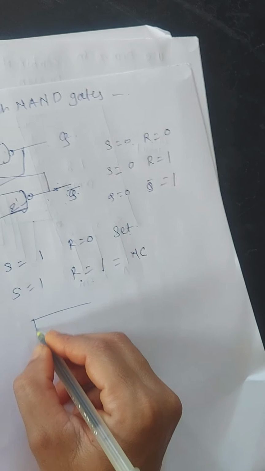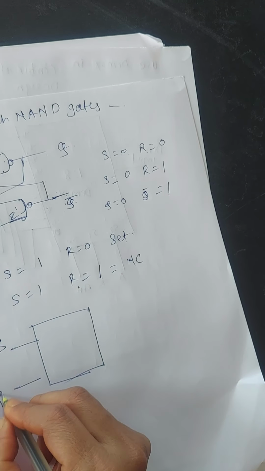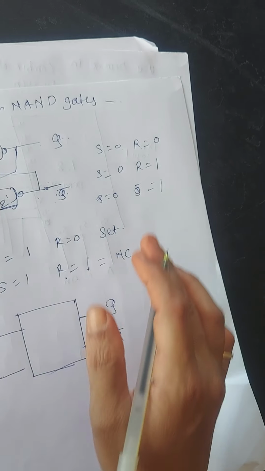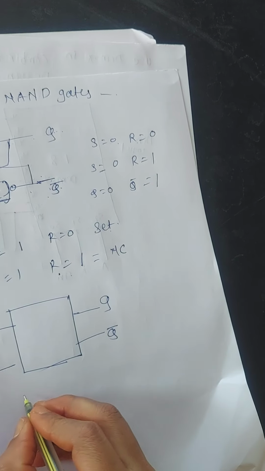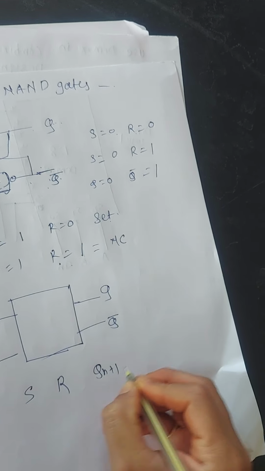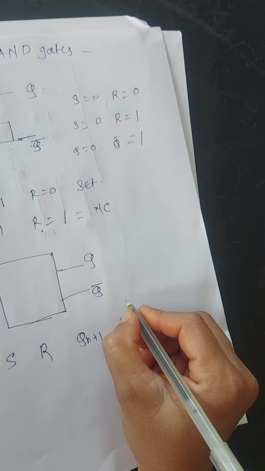So this is the block diagram of the SR latch, with S input, R input, and outputs Q and Q bar. And from this explanation there is the truth table of the SR latch, with S input, R input, Qn plus 1, the next state, and Qn bar, the present state.